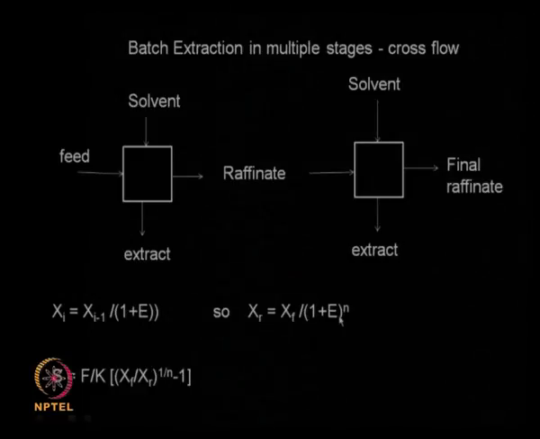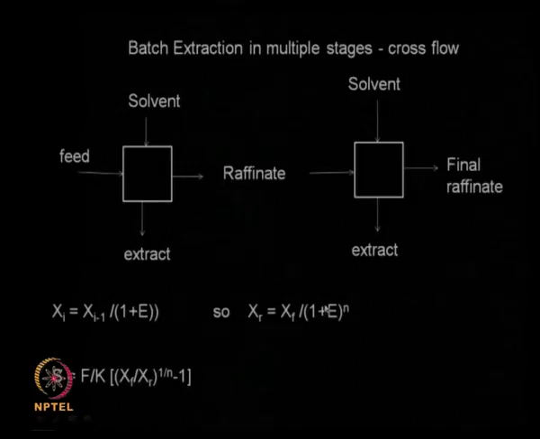Given the value of K, given the values of S and F, and given the number of stages, I will know everything on the right hand side. Then I can calculate the concentration of the solute in the exit. Or, given that I want to recover 90% of my feed, that means XR will be 0.1 XF, and if I know E, I can calculate n. So I can do both.